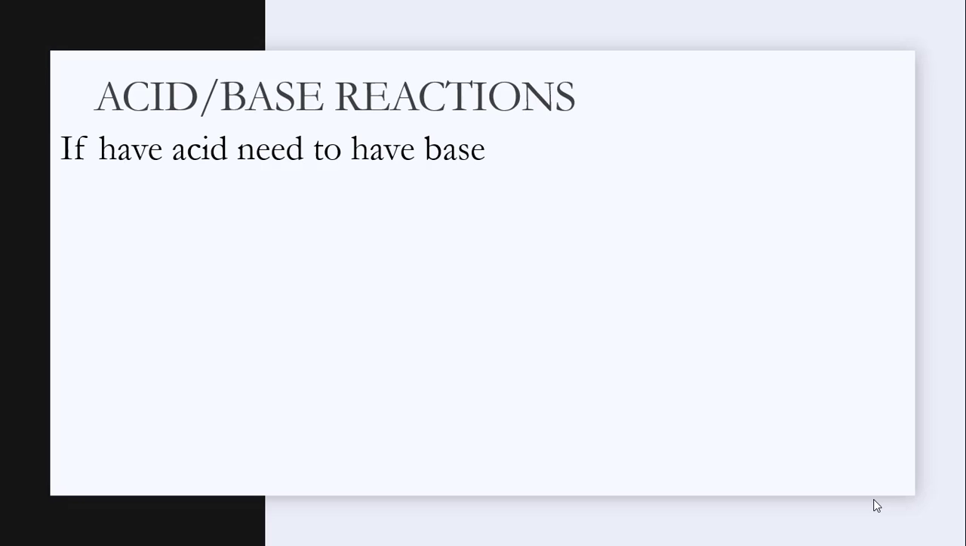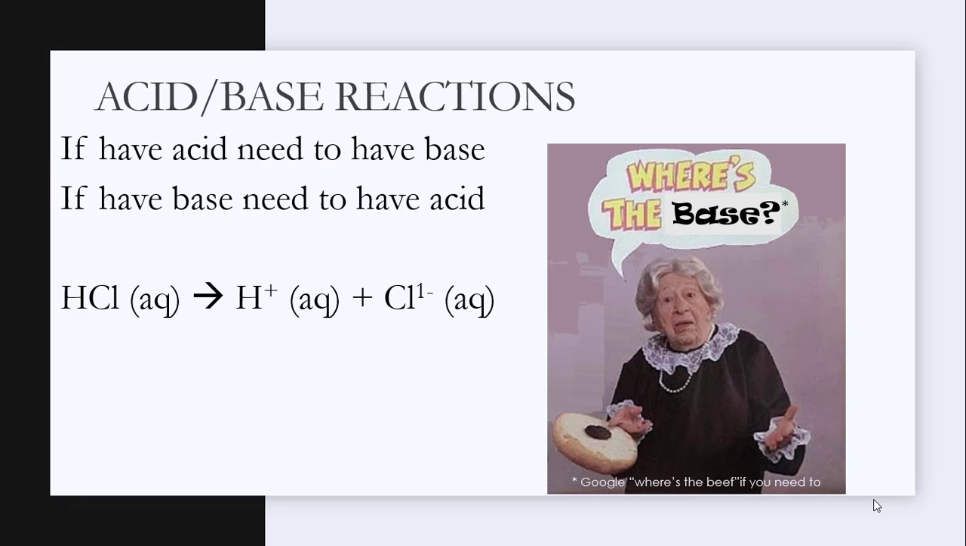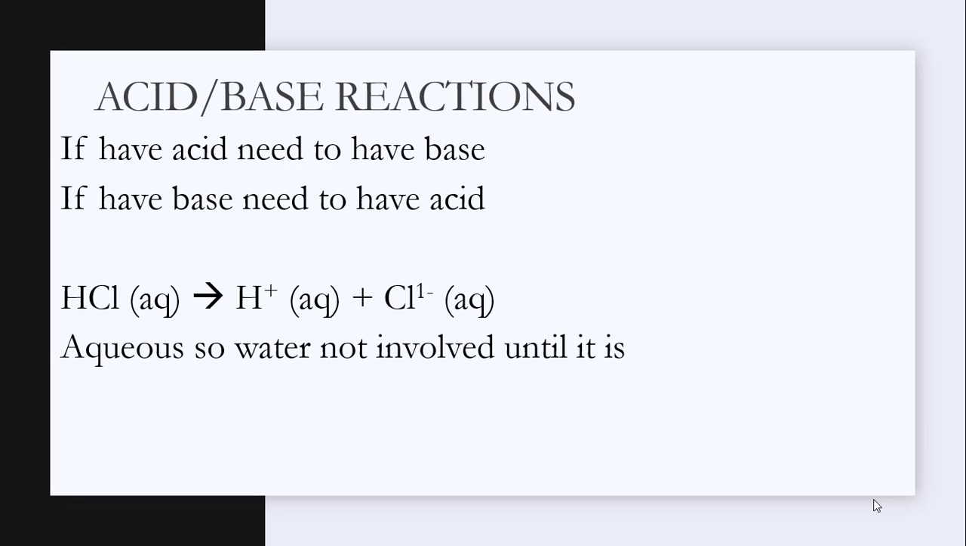Now, by the Bronsted-Lowry definitions, if you have an acid, you have to have a base. If you have a base, you need to have an acid. Earlier I wrote aqueous hydrochloric acid becomes hydrogen ion, which is aqueous, and chloride ion, which is aqueous. And so you could say, okay, I see the acid, but where's the base? You said you need to have both. Well, let's take a look. This is an aqueous solution, so water is not involved, but it is.